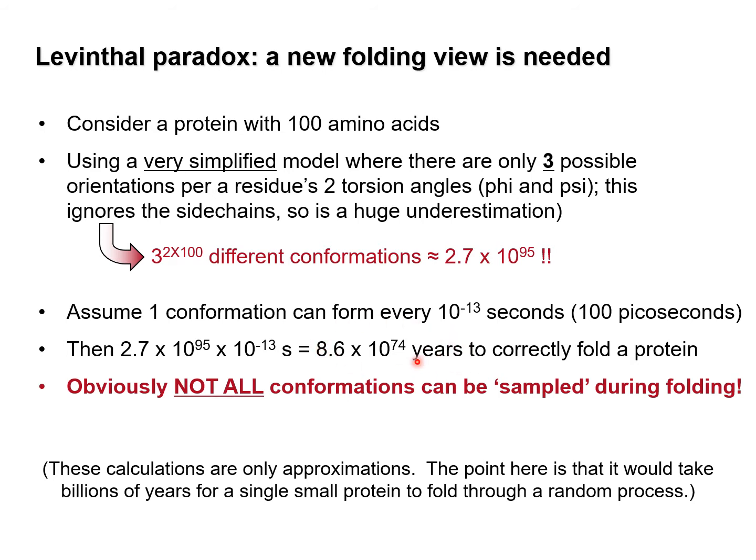That's the maximum value, so let's say that the average is the midpoint. It will still be a really long time to find the best protein folding conformation. So obviously, not all conformations can be sampled during folding, because it takes a much shorter time. So there could be different mechanisms or different rules applied to the polypeptides to form the proper form. So a new folding view is needed for that.